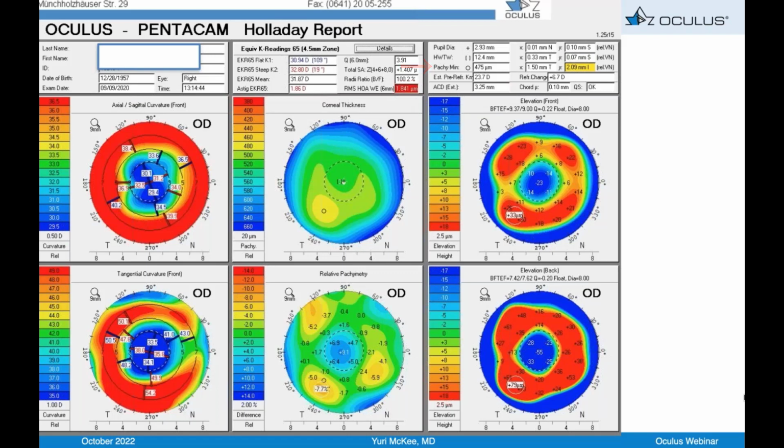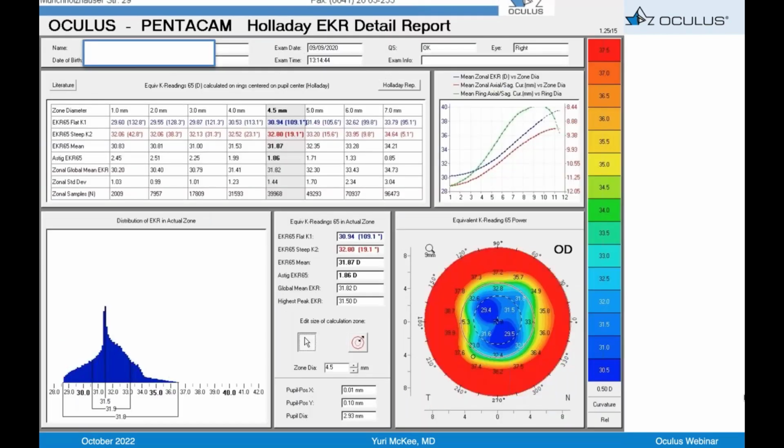So yeah, I can tell you right now, I'm not going to do a multifocal lens, and this cornea is just irregular. And look at the distribution of EKR. It's wide at the base. There is one peak, but don't be fooled. It doesn't necessarily mean that. The EKR-65 is a great number.